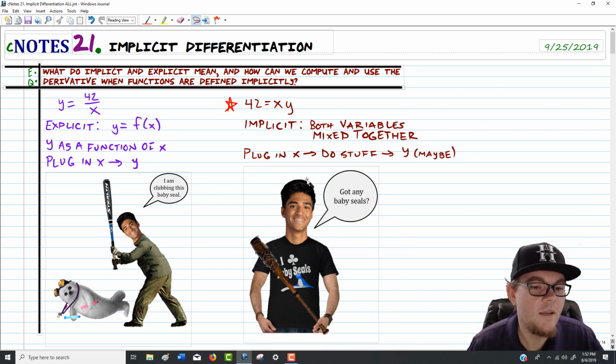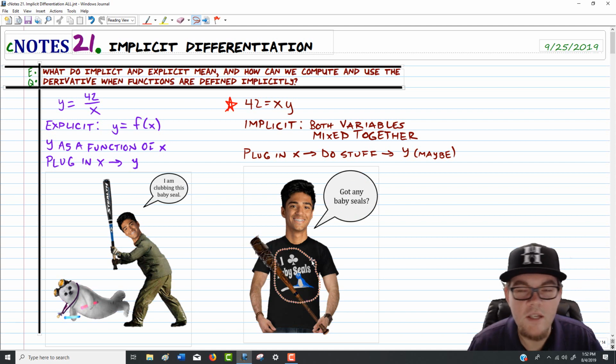So in this case, same smile. But this time, it's not so clear what's happening. We no longer have the presence of a cute, cuddly baby seal over on the side. Nathan is still holding a cudgel, which is not ideal. But now he's not saying, "I am clubbing the seal." He's asking if we have any baby seals. And his shirt seemingly suggests potential violence upcoming because it says, "I club baby seals." Or if you're not into cards, you might say, "I clover baby seals," but whatever.